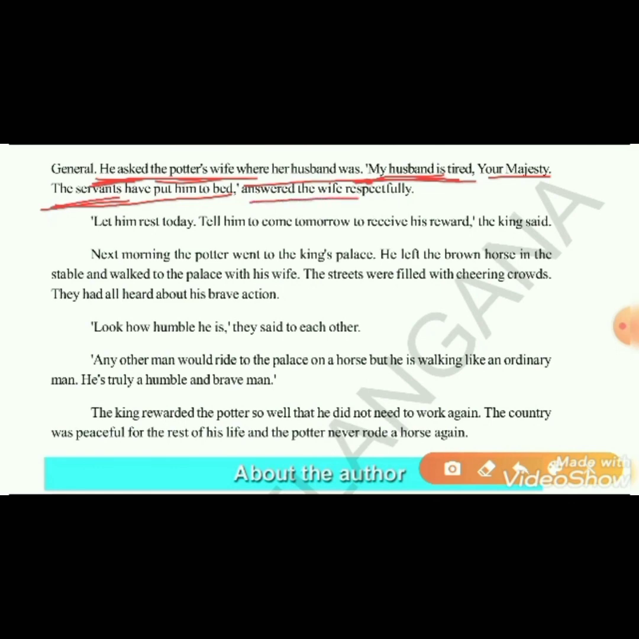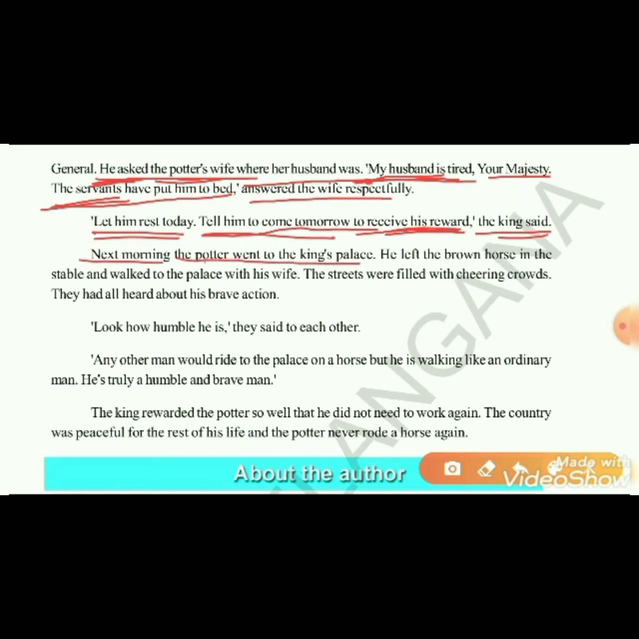No. He told his wife to allow him to take sufficient rest, but tell him to come tomorrow morning to receive what? A big reward. Let him rest today, the entire day. Let's not disturb him. But he must come tomorrow to the palace to collect his reward.